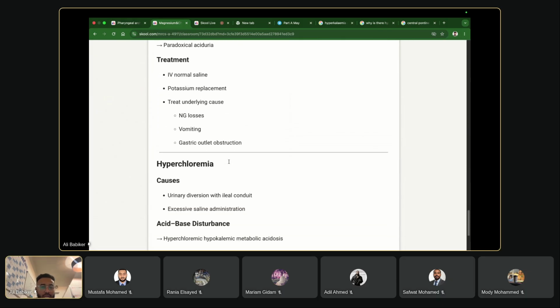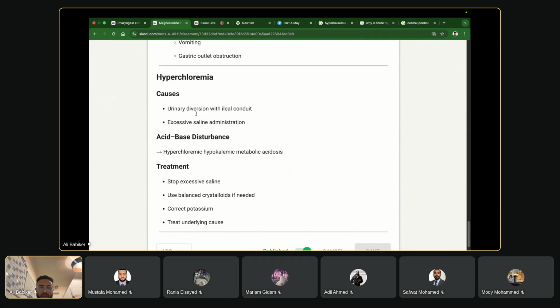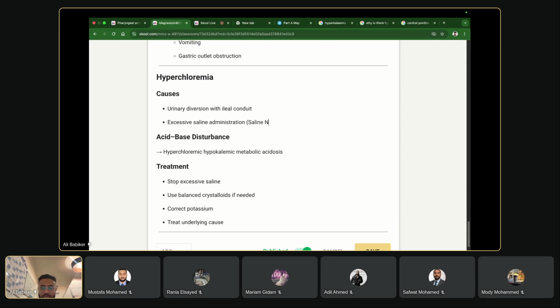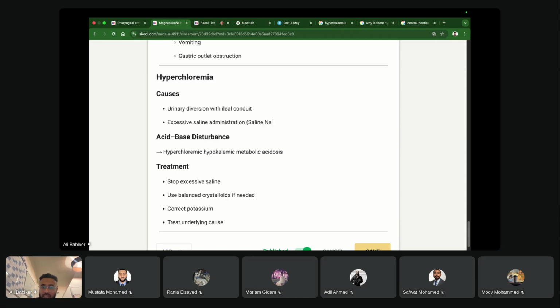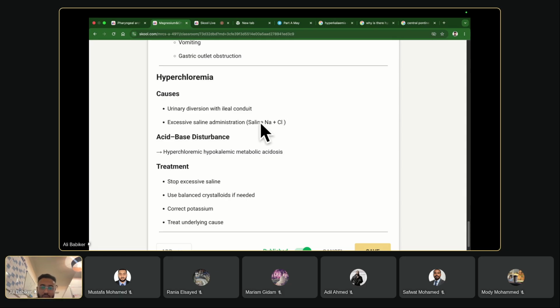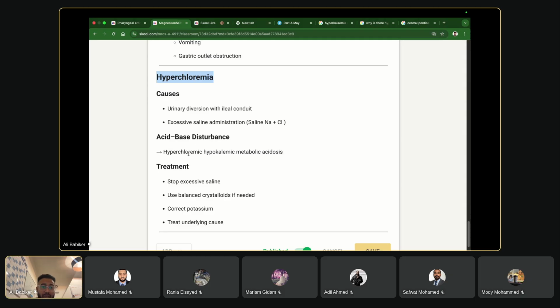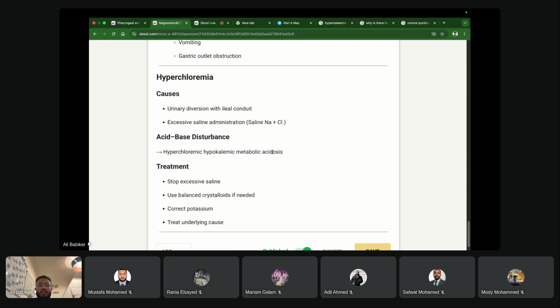All right. Hyperchloremia is usually due to urinary diversion with ileal conduit or excessive saline administration. Why? Because saline is sodium plus chloride, right? So when you give your patient a lot of sodium chloride, that means you're giving him chloride. This may lead to hyperchloremia. For hyperchloremia, there will be hyperchloremic, hypokalemic metabolic acidosis. Okay? How to treat it?